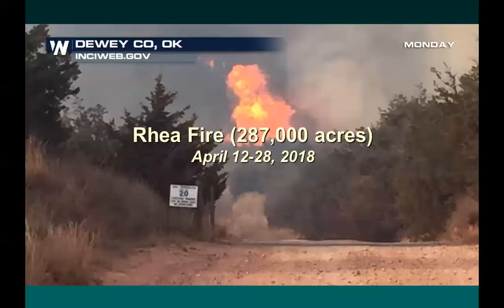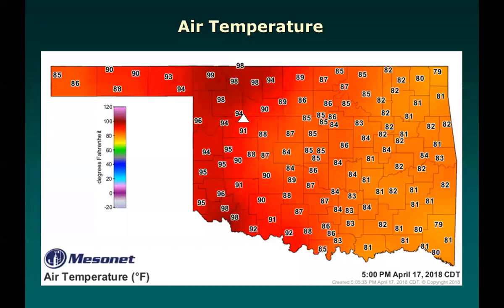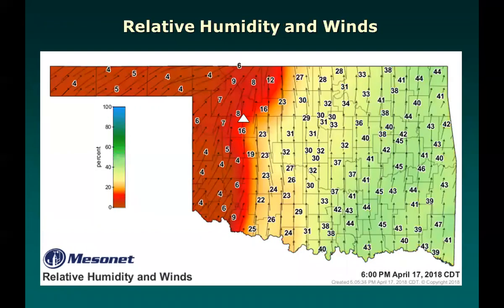So I want to show you some examples of the fire danger model from the Ray fire, which was a big fire in Northwest Oklahoma in April of 2018. The white triangle represents the location of the fire, and these are fire weather maps, weather parameters, which are actually updated every 5 minutes. So these maps are from 5 p.m. April 17th. So here's temperature, relative humidity, and winds.